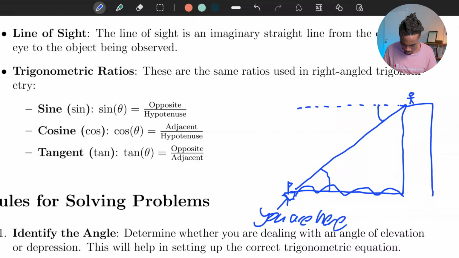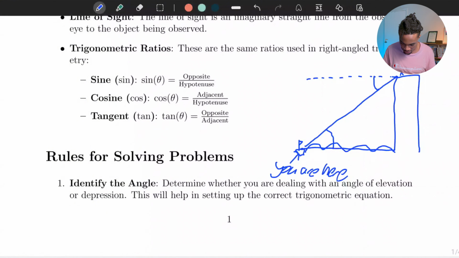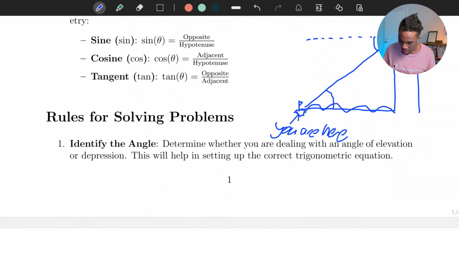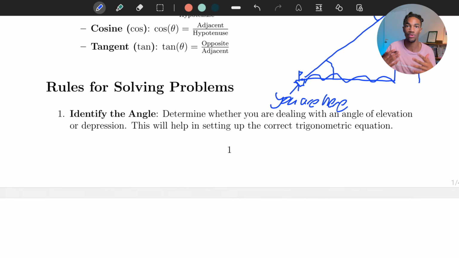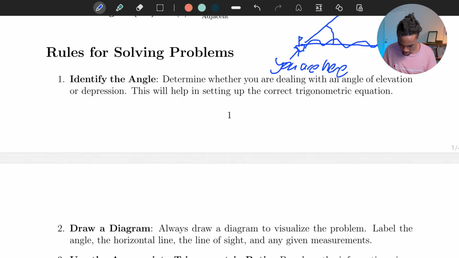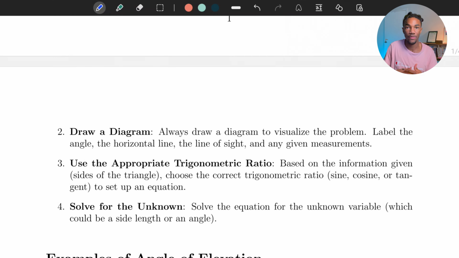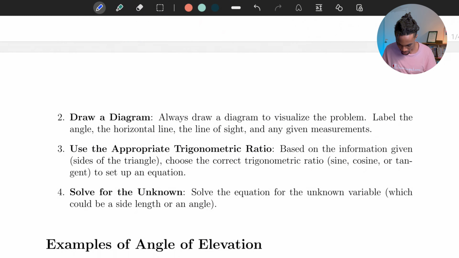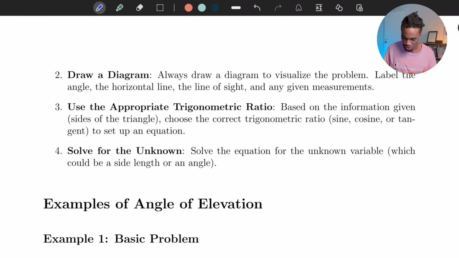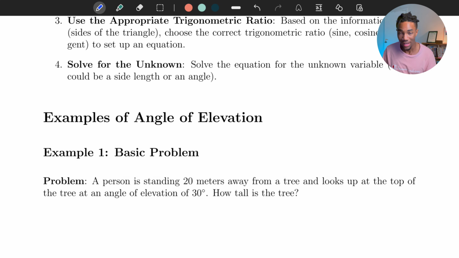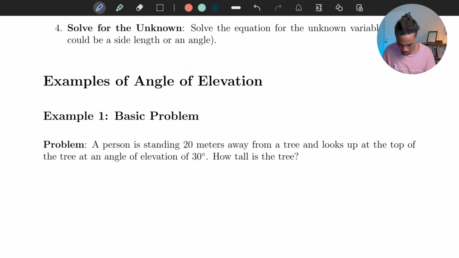So when we're solving these, we're going to identify which one we're dealing with, whether it's the angle of elevation or angle of depression. Then we're going to draw a diagram if it's not already given, and then use the appropriate trigonometry ratios to find the unknown side. So let's have a look at some of these examples.